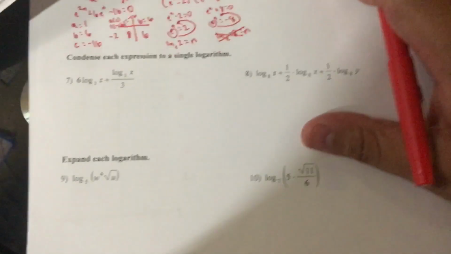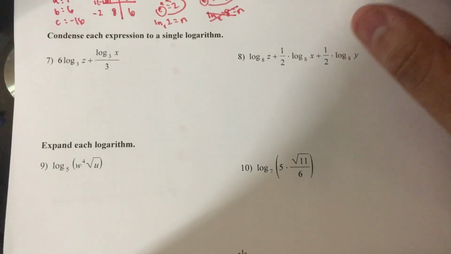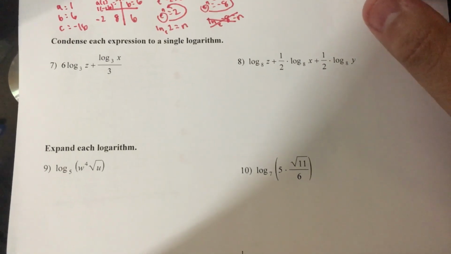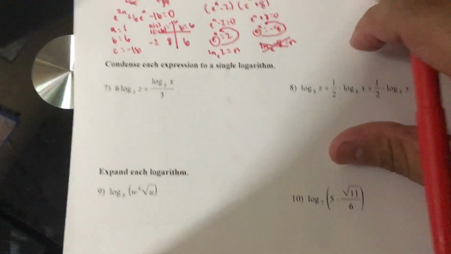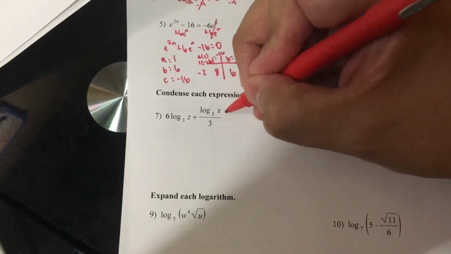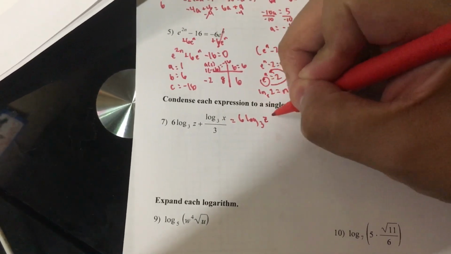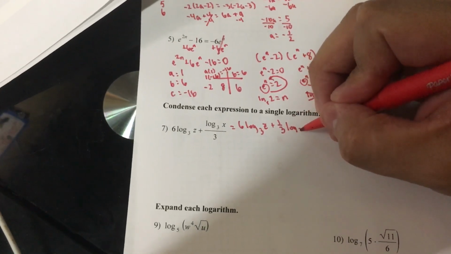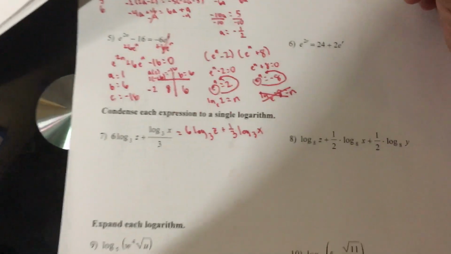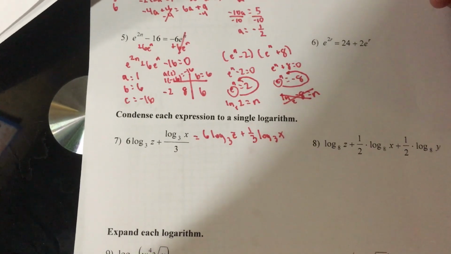Okay, so dealing with condensing and expanding. This one, I know it looks a little weird, but this right here is the same as saying 6 log base 3 of z plus 1/3 log base 3 of x. So go ahead and change it to that so that you guys are a little bit more used to the way it looks.